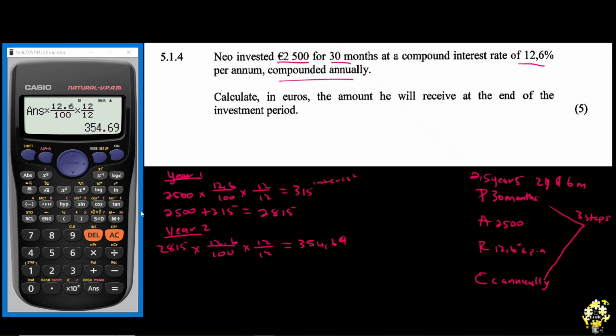354.69. Are we done? No, this is interest. What do we do? We have to add it to the principal amount. Why did I cancel that?